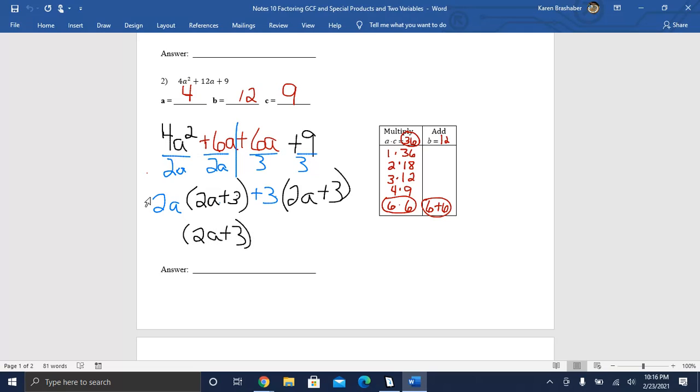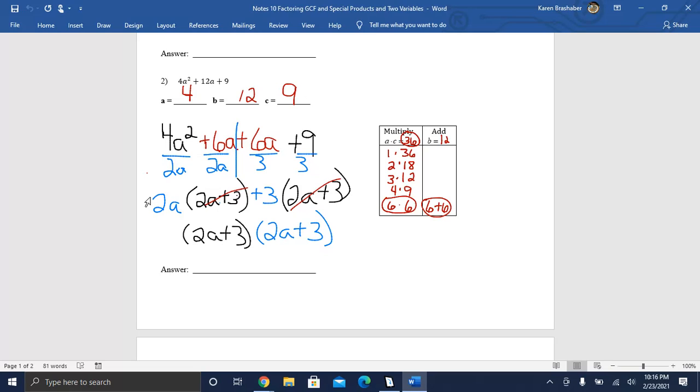And then I can mark it out. And my other parentheses is the 2a plus 3 from the outside. Well, notice that those are both the same. And so that is your final answer. Or you can write it as a parenthesis squared.